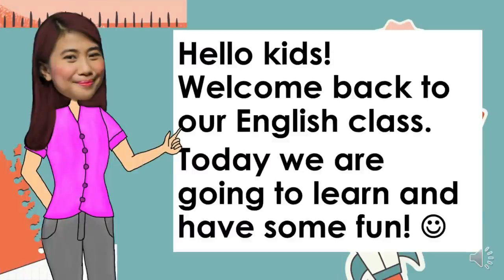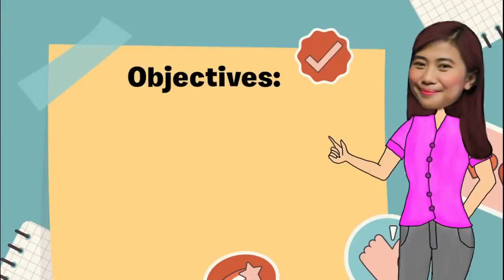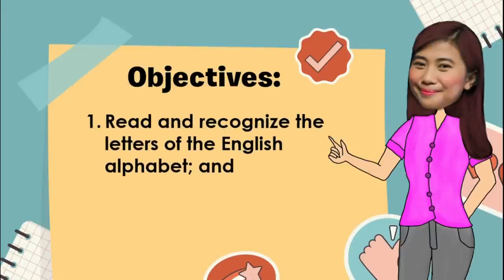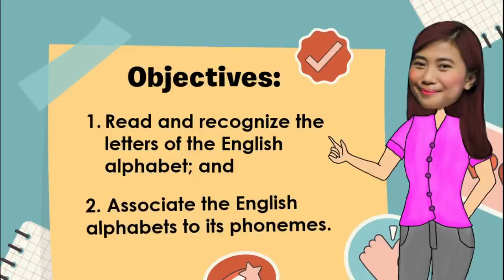Hello kids! Welcome back to our English class. Today, we are going to learn and have some fun. Our objectives. Number 1, read and recognize the letters of the English alphabet. And number 2, associate the English alphabets to its phonemes.